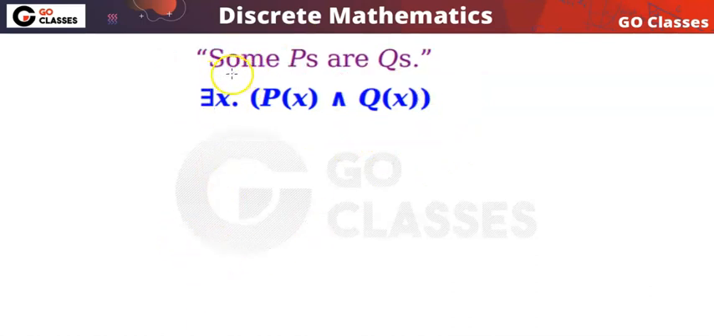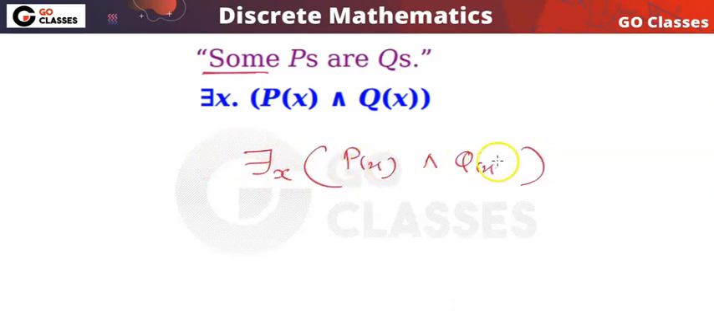Next, the basic template is some P's are Q's. It means there exists at least one P which is Q. There exists x which is P and Q. This is basically very simple. There exists at least one P which is Q, so there exists x such that P(x) and Q(x).